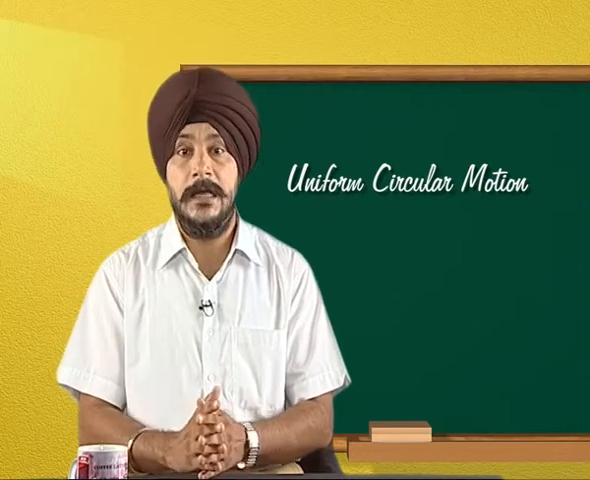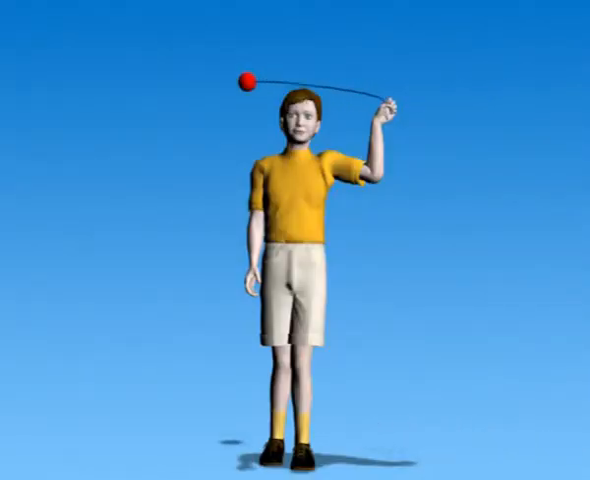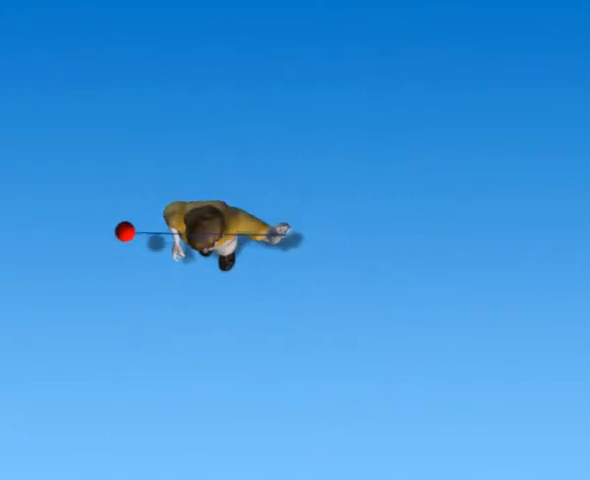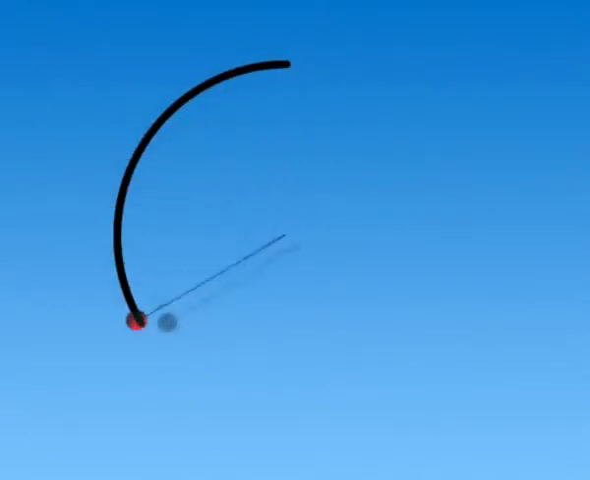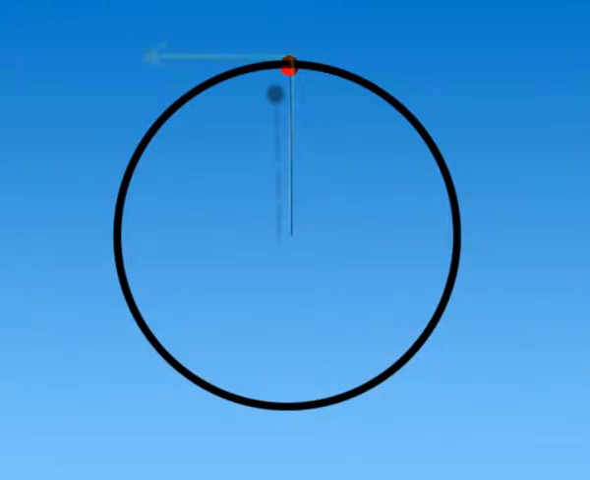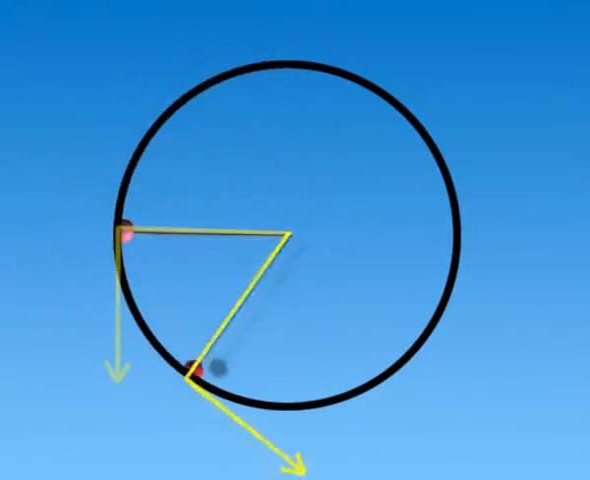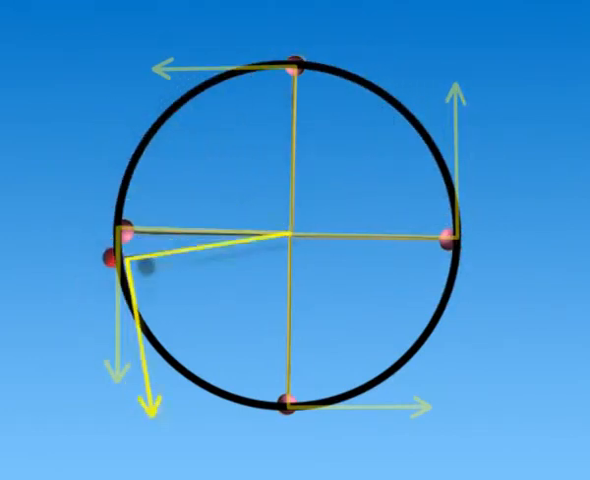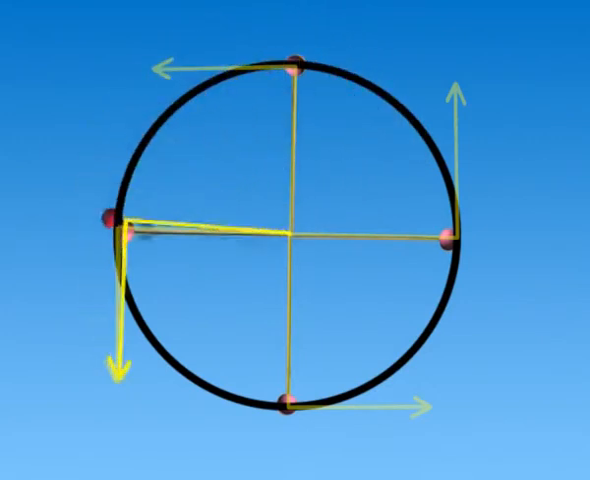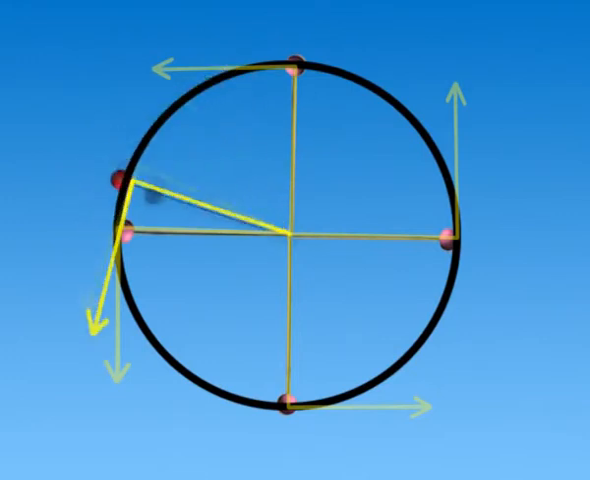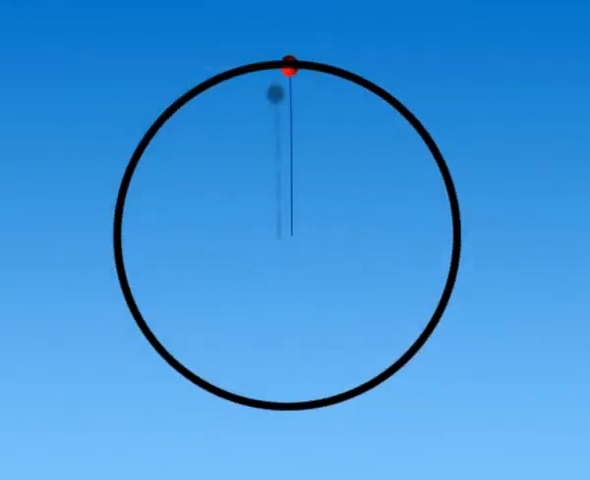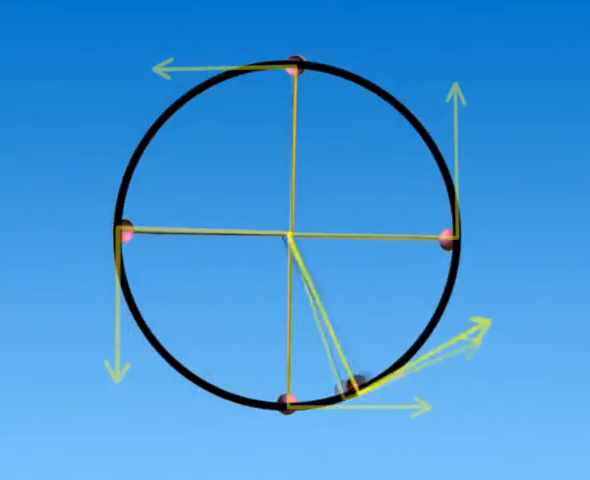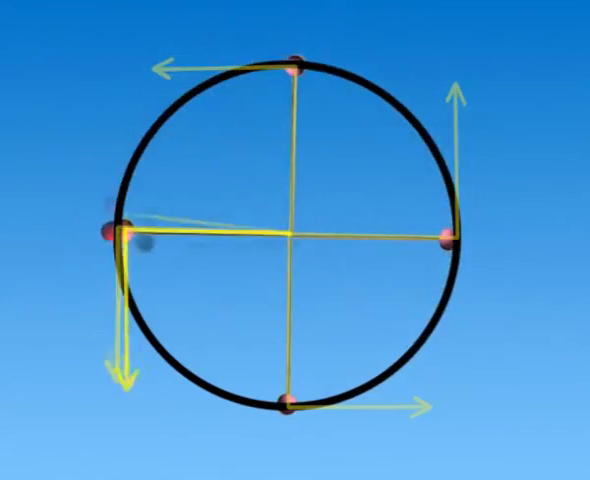To know more about this concept, let's watch this video carefully. Consider a ball attached with a string, which is in a boy's hand. As he starts rotating the ball, the motion of the ball follows a circular path with constant speed. The direction of the position vector changes continuously, but its magnitude always remains equal to the radius of the circular path. The direction of the velocity vector, which acts along the tangent to the path, changes continuously, but its magnitude always remains constant. The direction of the acceleration vector, which acts along the radius of the circular path and towards the center, changes continuously, but its magnitude always remains constant.